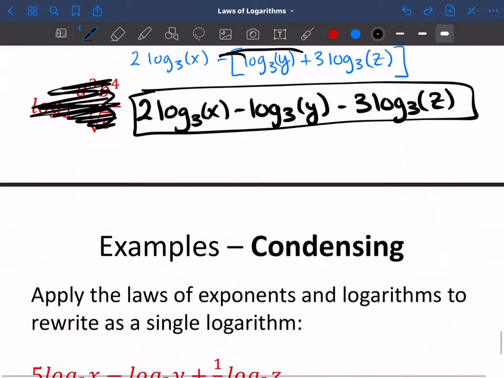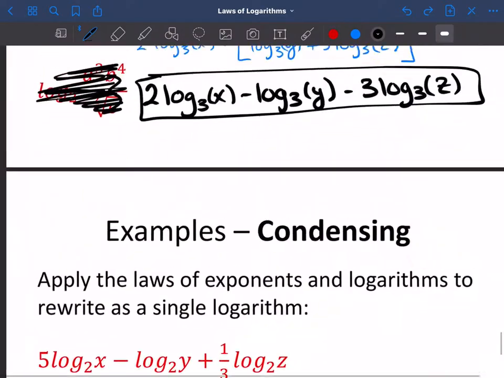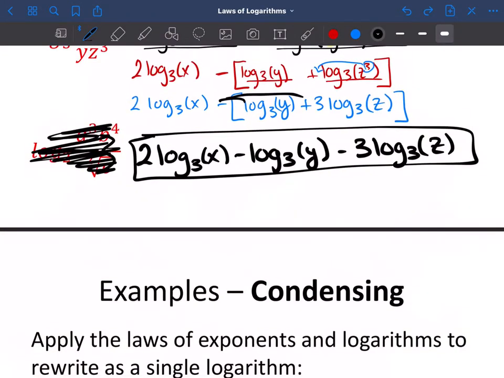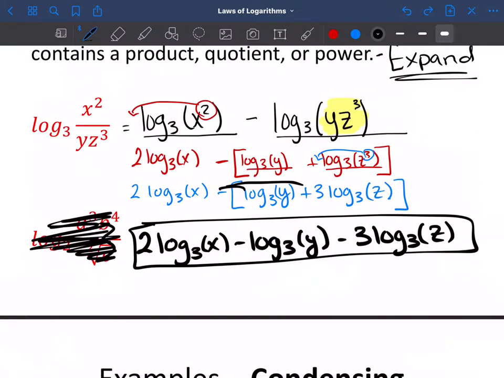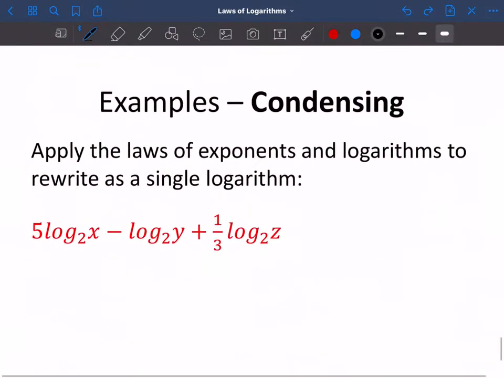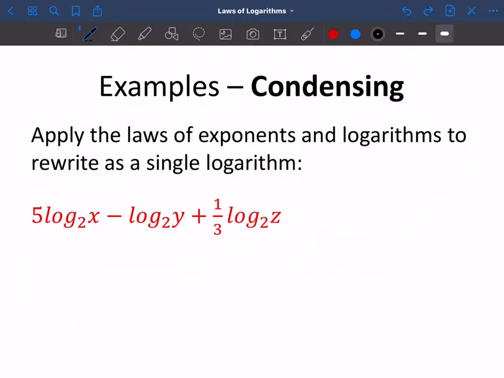All right, let's do an example of condensing. And again, that example that I skipped over, you can find the answer for that and worked out in the PowerPoint. And our last one here is condensing. So here they want us to apply the law of exponents and logarithms to rewrite as a single log. So this is an example of condensing.